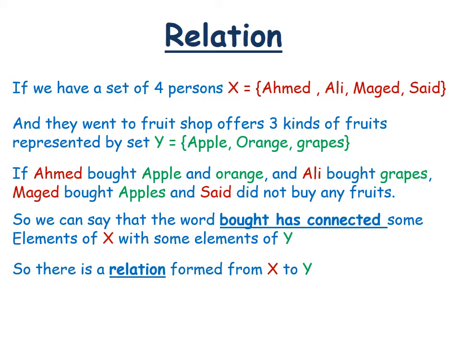So there is a relation between X and Y, or I can say that there is a relation formed from X to Y, not from Y to X, because Ahmed bought apple. Ali bought grapes. So the relation is formed from X to Y, and we denote this relation by the symbol R. So till now, from this example, I only have a relation between 2 sets from the buying process.